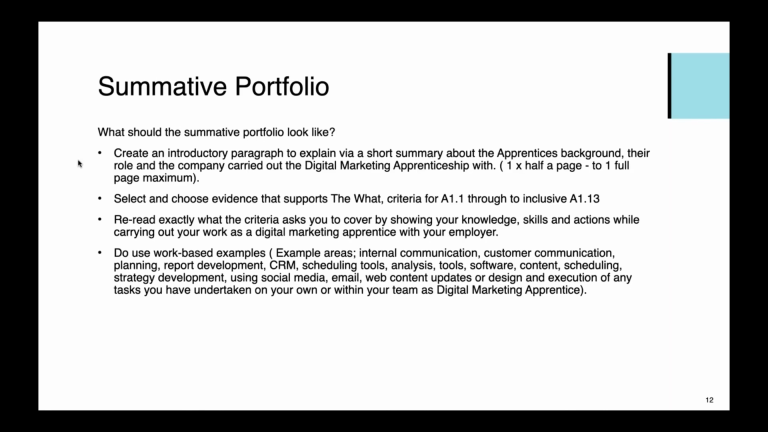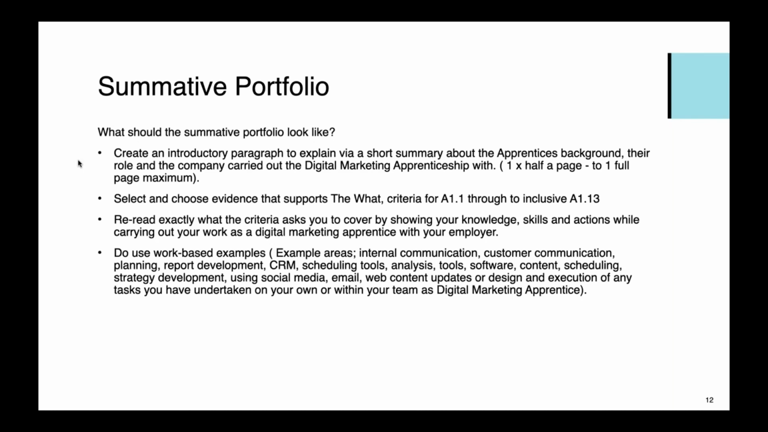What should a portfolio look like? I've mentioned an introductory paragraph is useful, and I've given you some guidance on how long that should be. We want you to select and choose evidence that supports all of the what criteria, so from A1.1 to A1.13. I'd like you to consider rereading exactly what the criteria asks you to cover so that we can see the knowledge, skills, behaviours that the apprentice has used when they've carried out that work as a digital marketing apprentice with the employer.